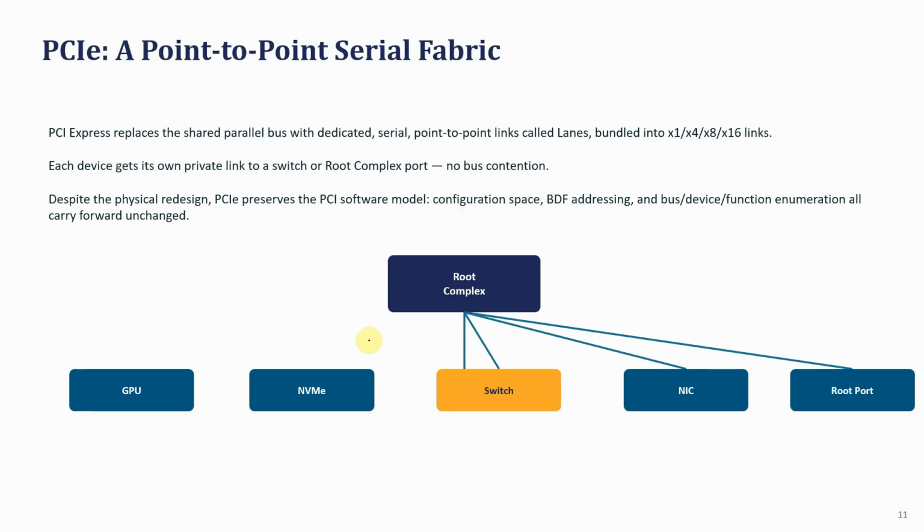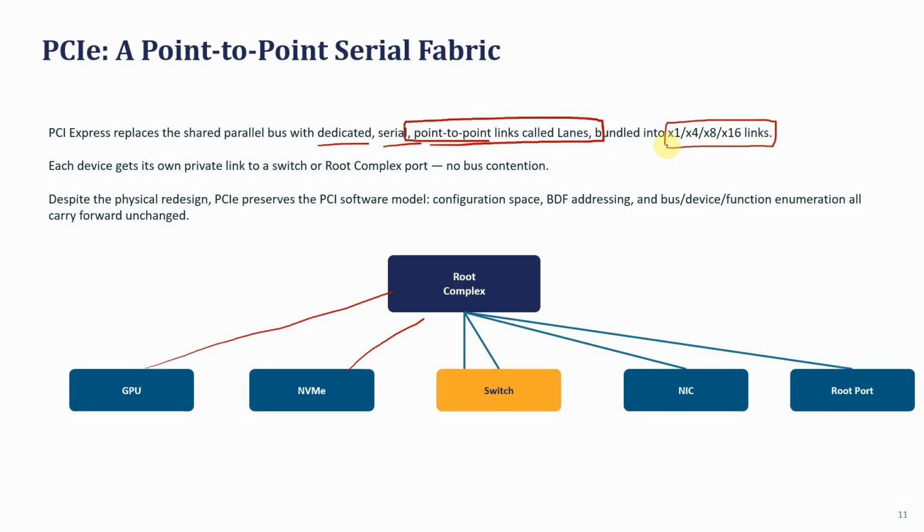Now, coming to PCIe, we are going to have point to point. We are not going to use a shared bus. So this is the difference between PCIe and PCI: in the case of PCI, I was using a shared bus, whereas in the case of PCIe, I'm not at all going to use a shared bus. PCI Express replaces the shared parallel bus with dedicated serial point-to-point links called lanes. I'm going to have something known as lanes, which are bundled into x1, x4, x8, and x16. We are going to discuss what these lanes are and what this numbering means.